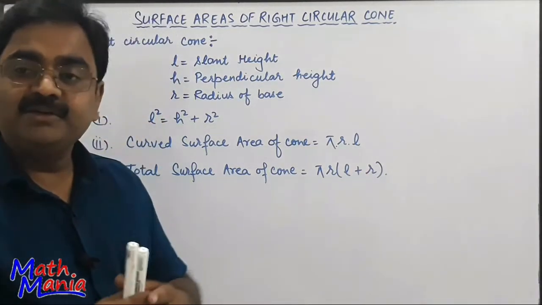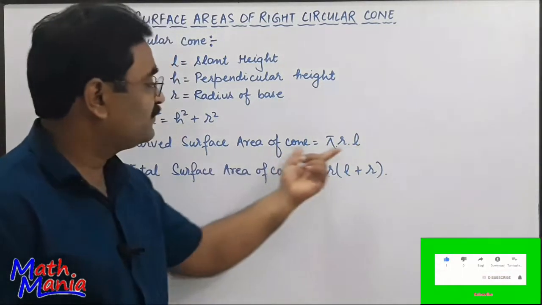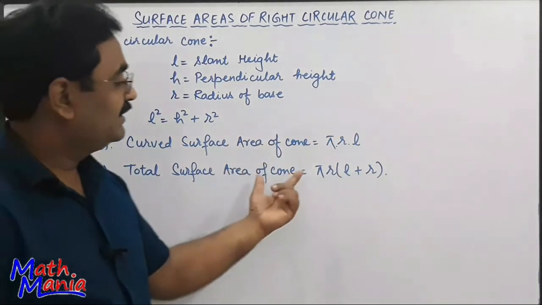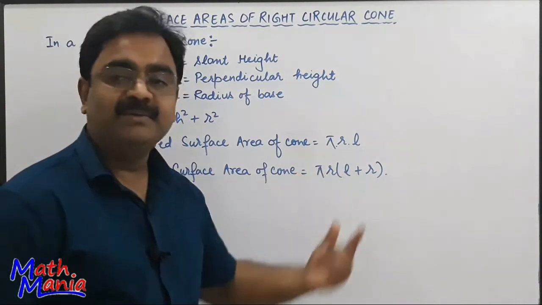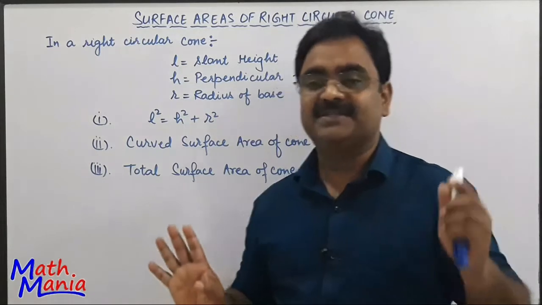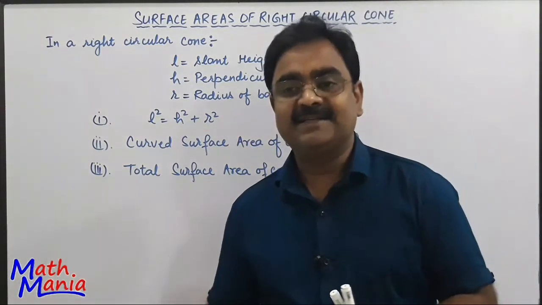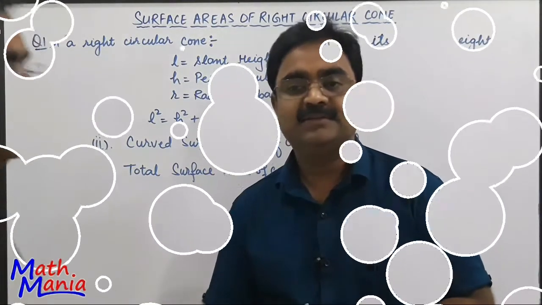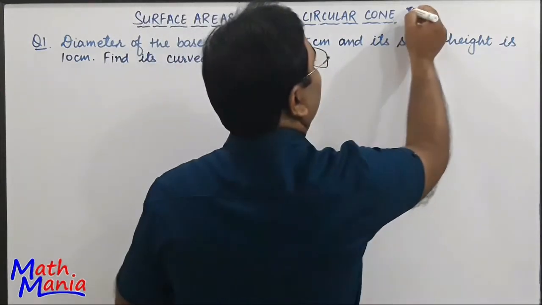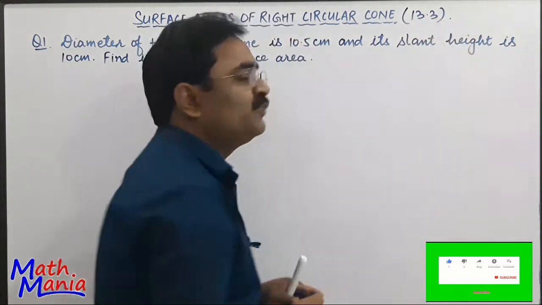So in the introduction part, we have read how to find the curved surface area of this right circular cone, which is pi r l, and the total surface area pi r (l plus r), its derivation and each and every explanation we have discussed. So friends, let's begin our exercise 13.3. Okay friends, so see the exercise 13.3. These are the questions we are going to discuss.